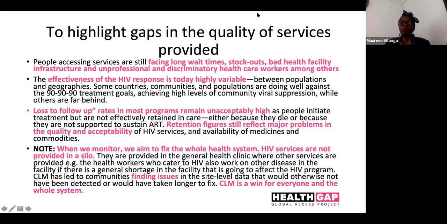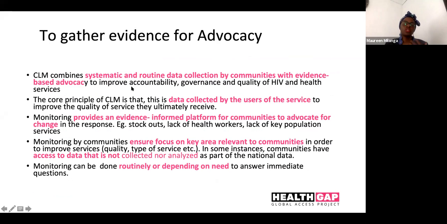This gives us an opportunity to highlight those quality issues that would not otherwise show up in the data systems, in the data that is collected by governments. Mostly governments tend to collect data about how many people have received healthcare services, and what gap there is in terms of HIV service delivery, but don't really ask why the numbers are low and how we can improve those things. Community-led monitoring helps us do that. Just to note that when we do community-led monitoring, it is also not monitoring for HIV alone.